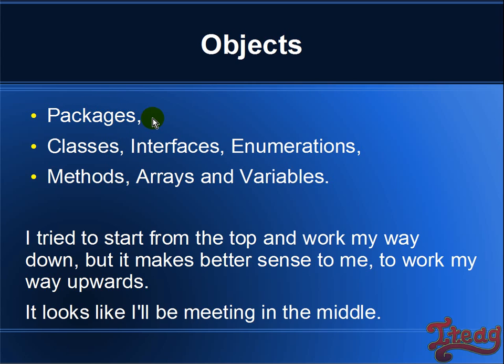But so packages, they can contain classes, interfaces, enumerations. Okay, and classes, well, they can contain methods, arrays, and variables, and other classes. Right. So packages can contain packages, classes, and classes can contain classes, methods, arrays, and variables. So, I tried to start from the top, work my way down. It makes better sense for me to work my way upwards. Looks like I'll be meeting in the middle for my presentation because classes are the big important thing.